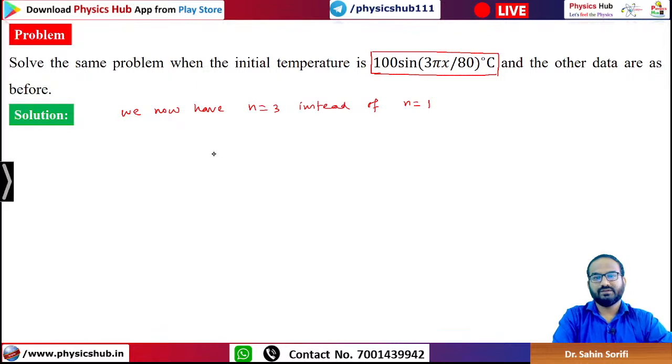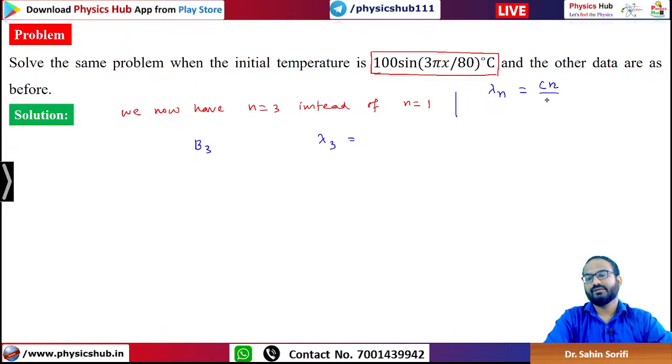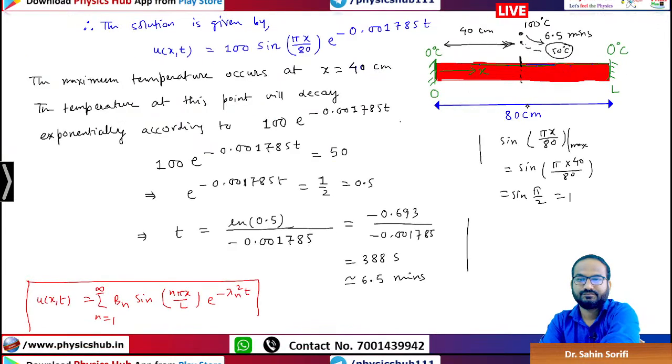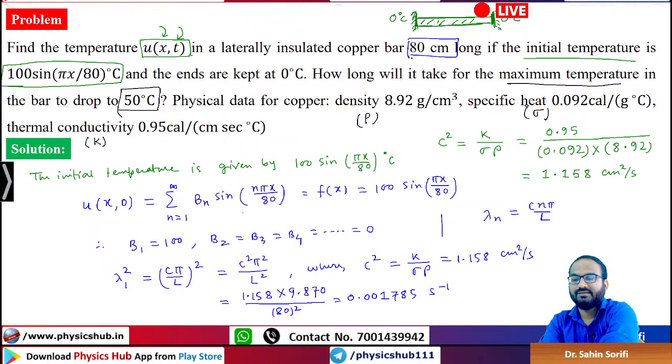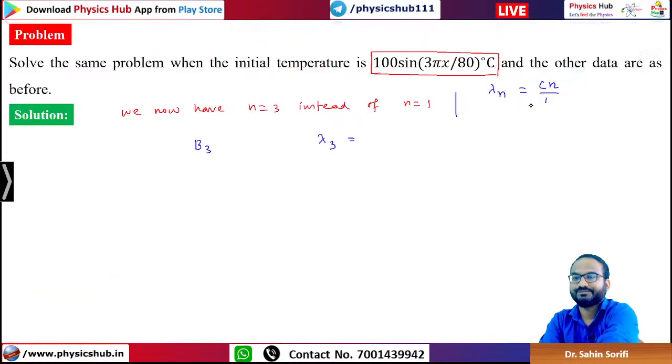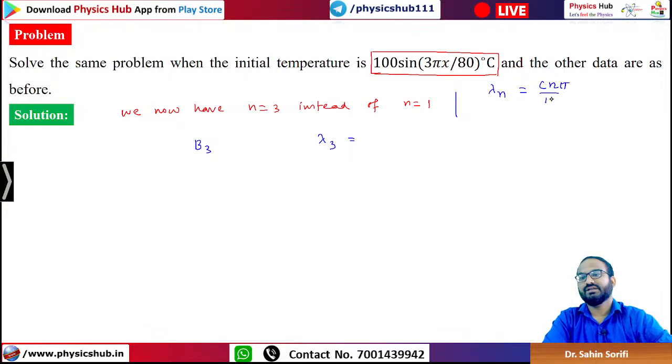So what will you calculate? We calculated previously lambda, so only b3 will be there and lambda 3 will be there. Lambda 3 is equals to, you see, the formula of lambda n is equals to Cn pi by L. Okay, Cn pi by L.